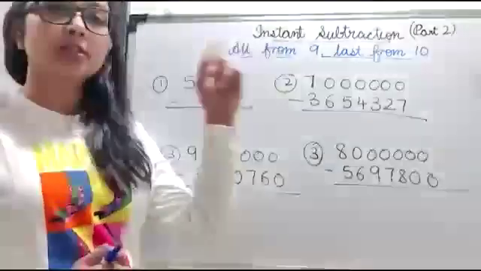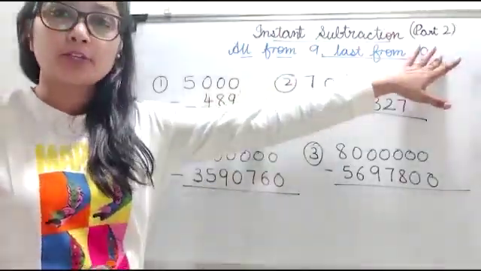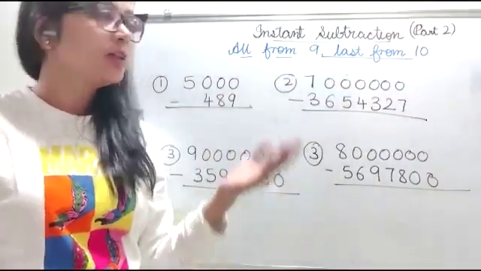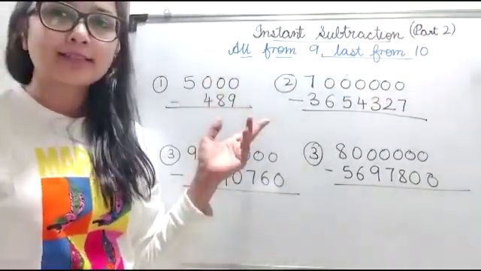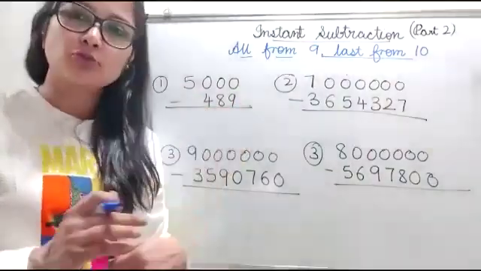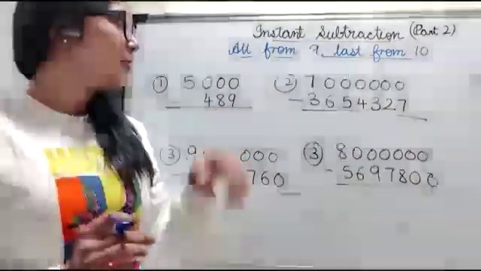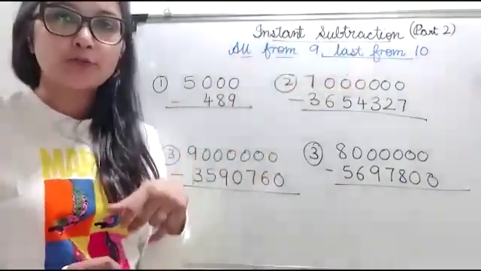Today I am continuing the topic of instant subtraction. This is part 2. Hope you have seen part 1, so that it will be easy for you to understand this concept. Again I'll repeat the sutra applied is Nikhilam Dashatam Charamam, which means all from 9, last from 10.